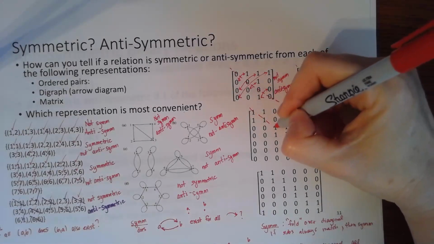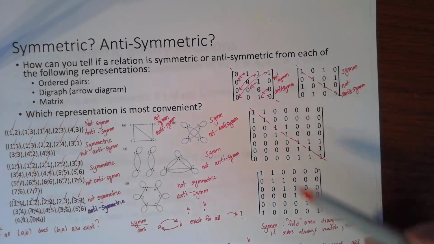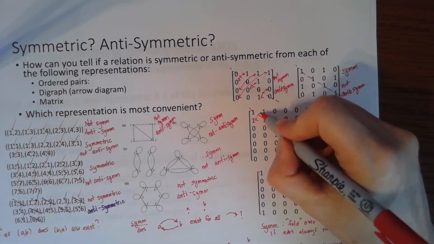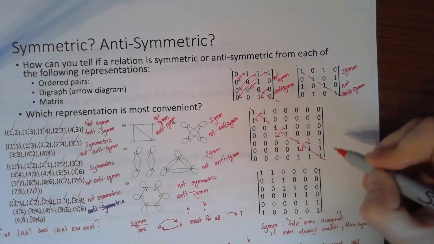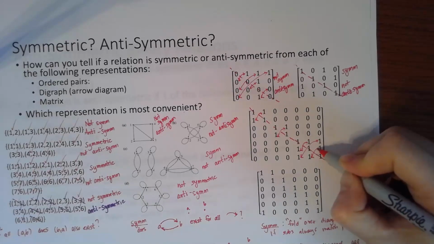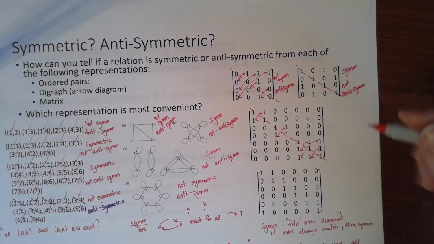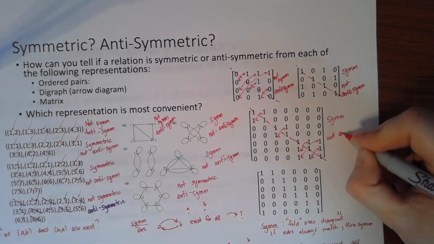Okay, this one. Do the sides always match? It's easiest to just look at the 1s. This one matches this one, this one matches this one, this one matches this one, and this one matches this one. Since everywhere else is 0s, they're going to fall on each other. So everywhere they match, so this one is symmetric. The 1s didn't always fall on 0s, so this one is not anti-symmetric.